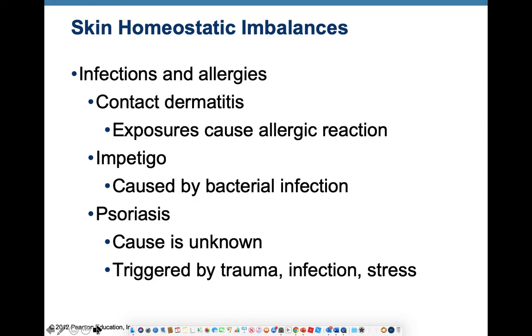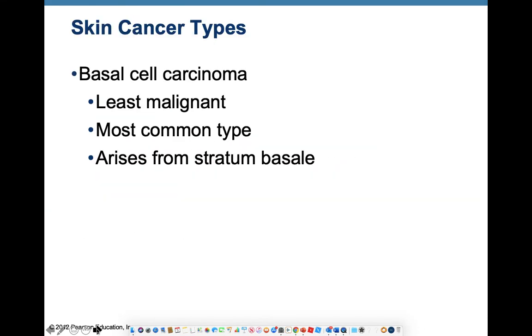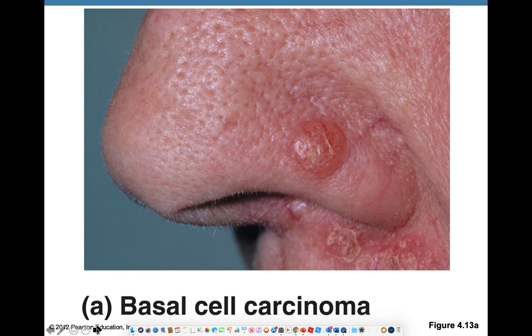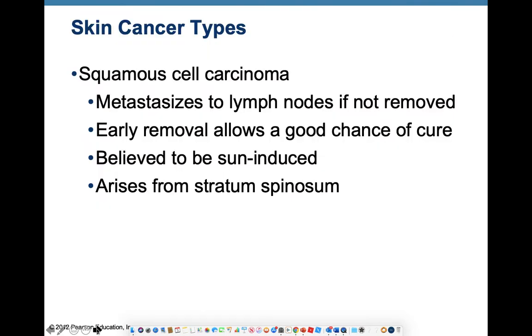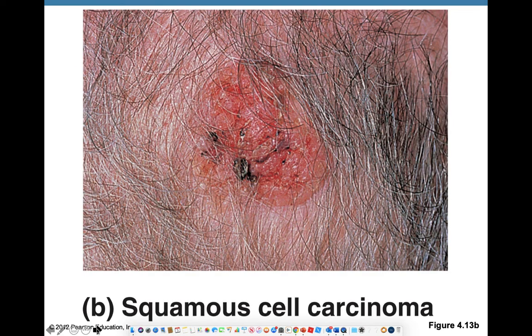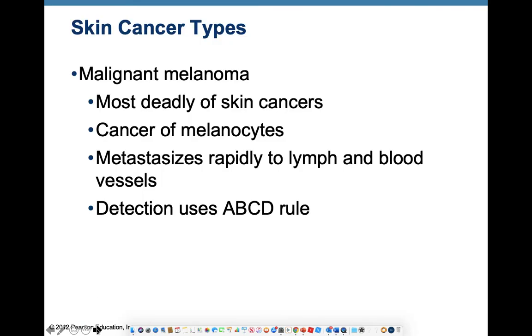So we're not going to go through all of these because you're going to do these lovelies in some of your presentations. But one thing I did want to talk about was skin cancer. There are different types. There's basal cell carcinoma, there's squamous cell carcinoma, and then you get to the malignant melanoma. Malignant melanoma is one of the most deadly types of skin cancer. It's a cancer of your melanocytes and metastasizes rapidly into your lymph nodes and your blood vessels.